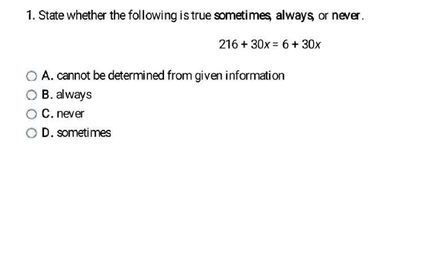State whether the following is true sometimes, always, or never. I'm going to go ahead and work out this problem, and I'm going to combine like terms first. I'm going to move these x's. They are like terms, but they're on opposite sides of the equal sign, so I'm going to have to change the sign. To keep this equation balanced, I subtract 30x from both sides. 30x minus 30x is 0, and once again, 30x minus 30x is 0. So I'm left with 216 equals 6.